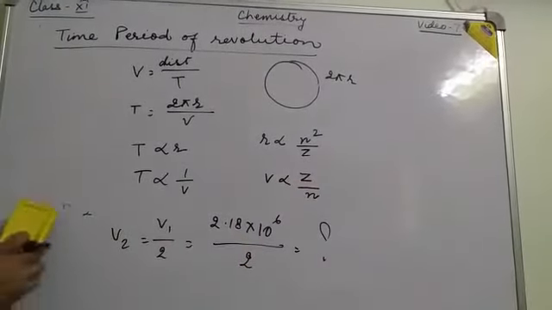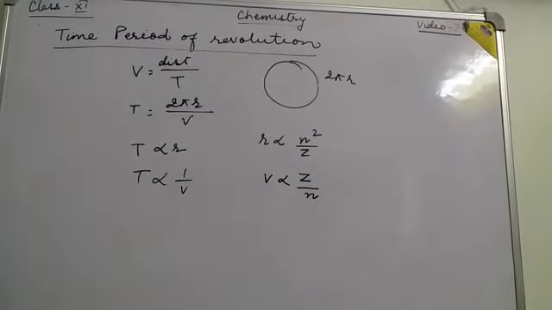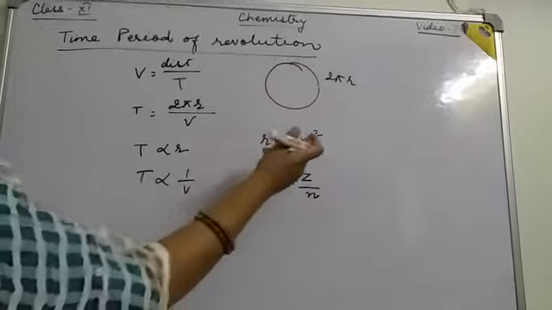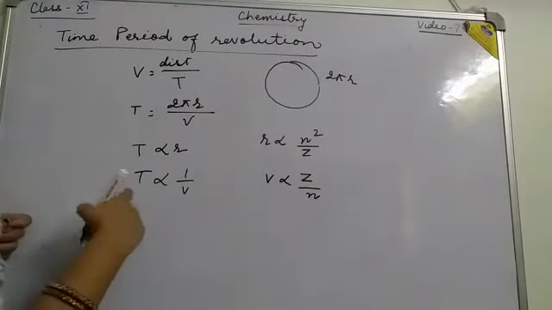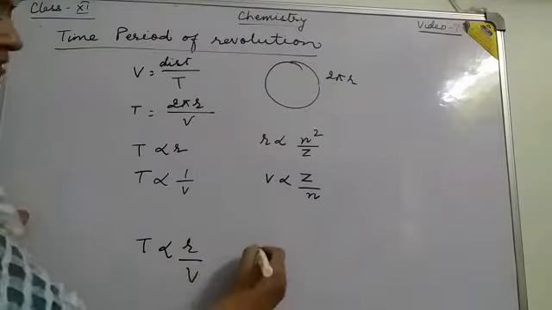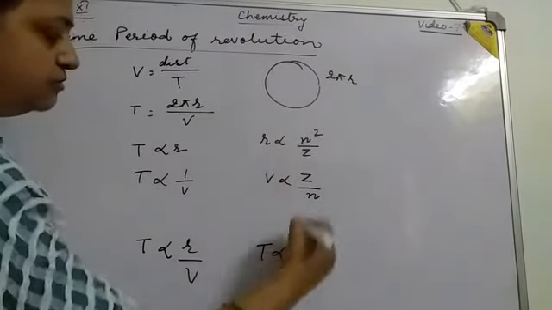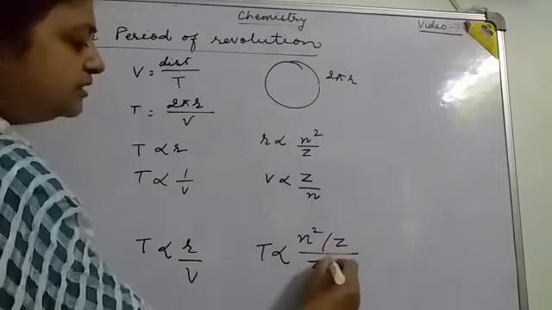If we know the radius or velocity and the number of shells or atomic number, we can calculate t. So t is now directly proportional to r by v. That is, t is directly proportional to n square by z or z by n.